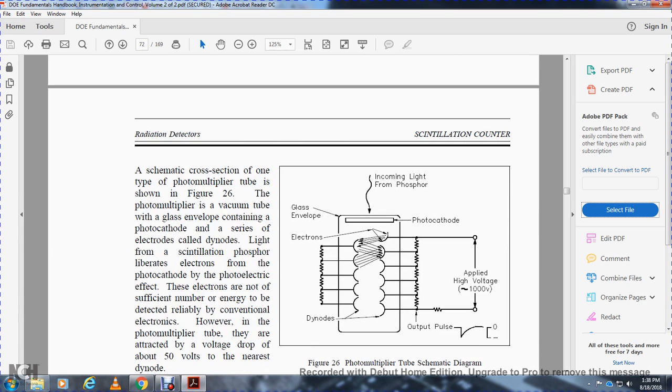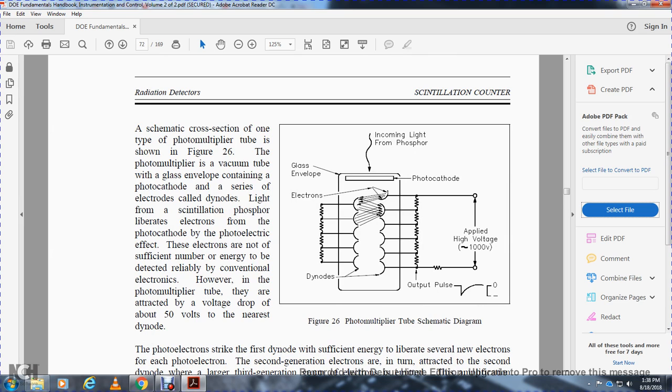The schematic cross-section of one type of photomultiplier tube is shown in figure 226. The photomultiplier is a vacuum tube envelope containing a photocathode and electrodes called dynodes. Light from the scintillation phosphor liberates electrons from the photocathode by the photoelectric effect. The electrons are not of sufficient number or energy to produce a reliably detectable potential at the electrode. However, in the photomultiplier tube, they are attracted by a voltage drop of about 50 volts to the nearest dynode. Figure 226 shows the photomultiplier tube schematic diagram: dynodes, electrons, envelope, incoming light from phosphor, photocathode, output pulse, and applied high voltage.